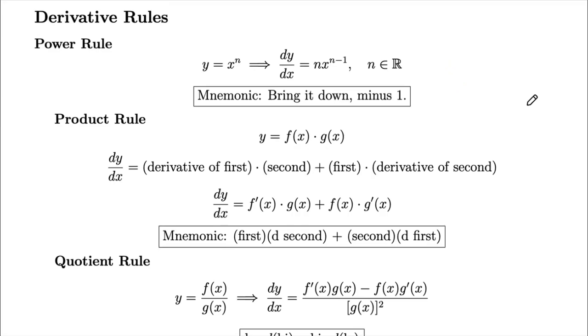Next rule you'll have to know is the product rule. This can be used in a lot of different applications. Again, I put a mnemonic device here. This is how I have it memorized. So basically in my head, whenever I'm doing the product rule, I do first times derivative of second plus second times derivative of first.